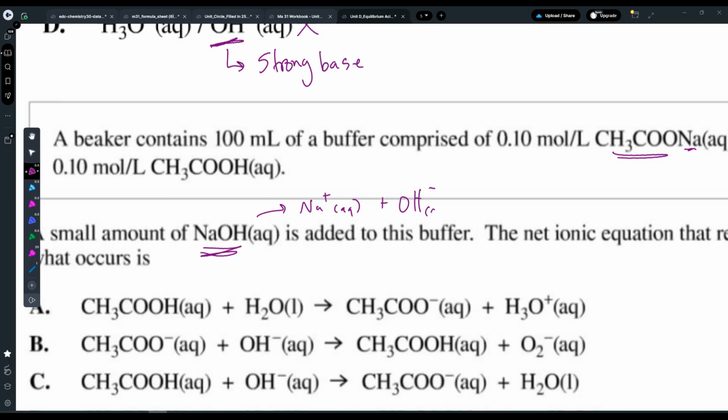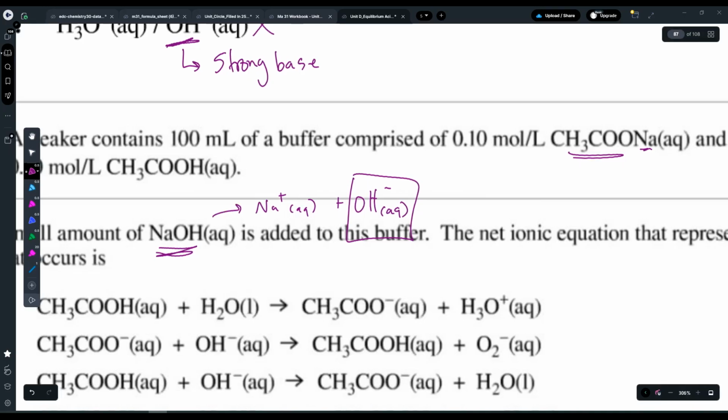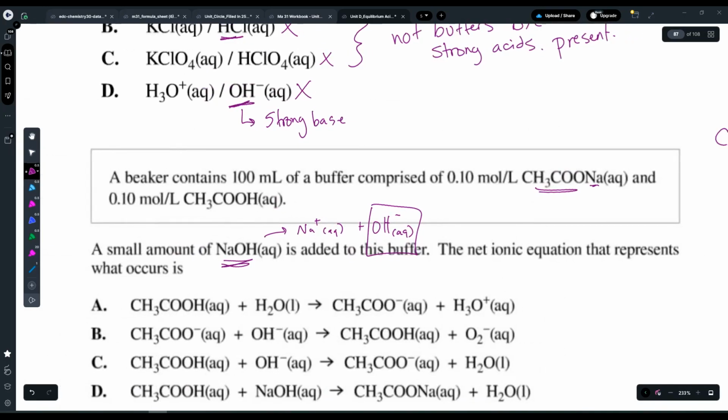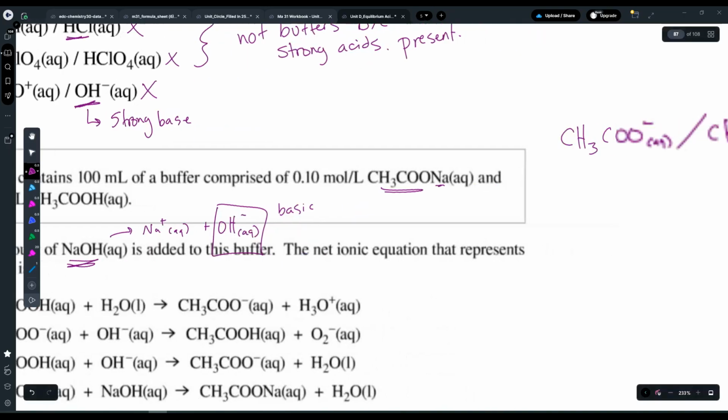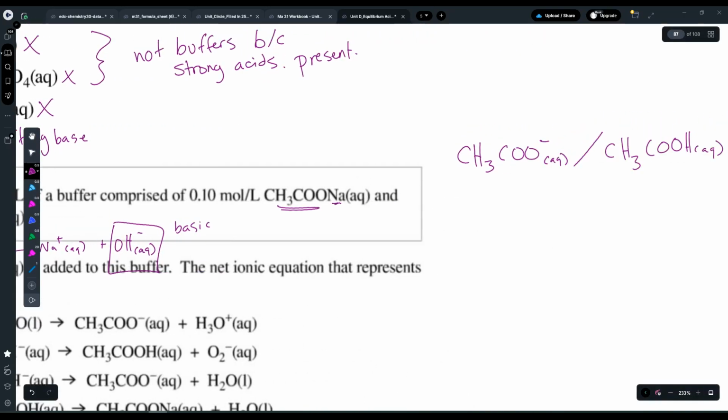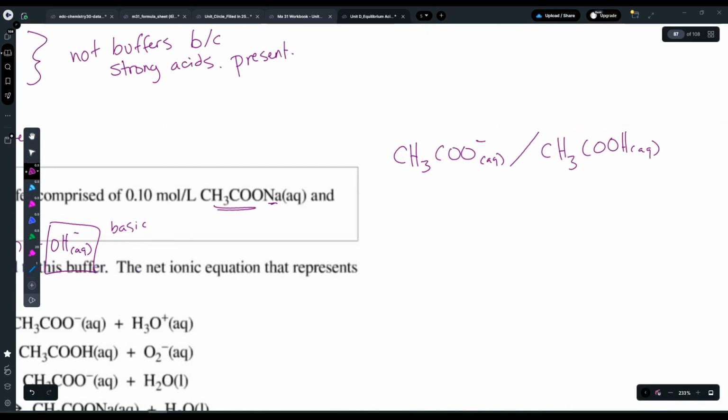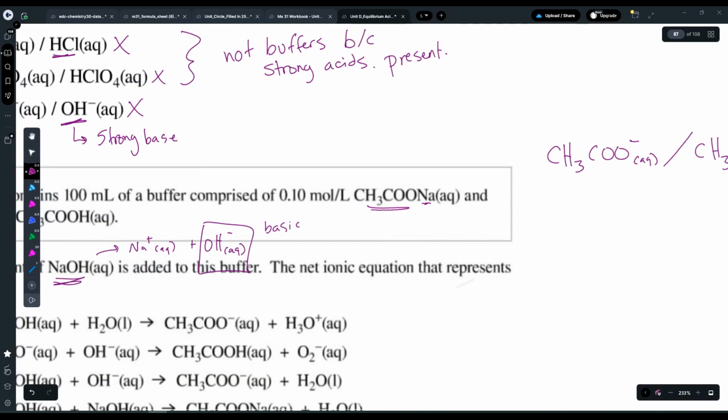And remember, sodium ions are neutral, so they're not going to do anything. So what is going to do something is the hydroxide ions. Okay, so hydroxide ions, we know it's a very strong base. So that means our base is going to react with our acidic compound. So that's going to be the acetic acid here.